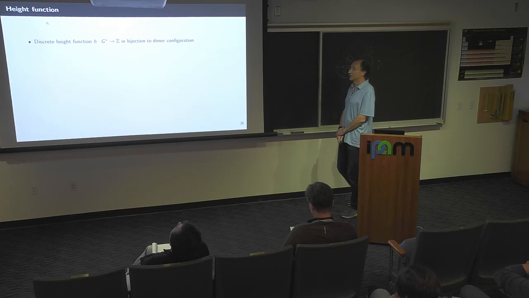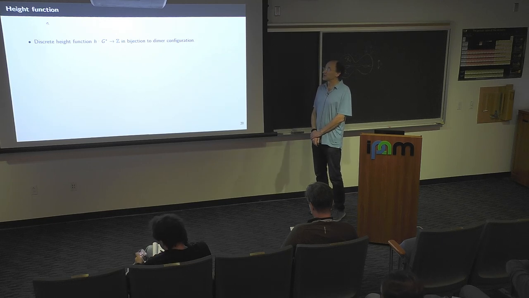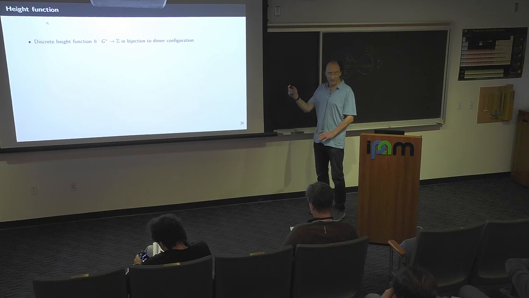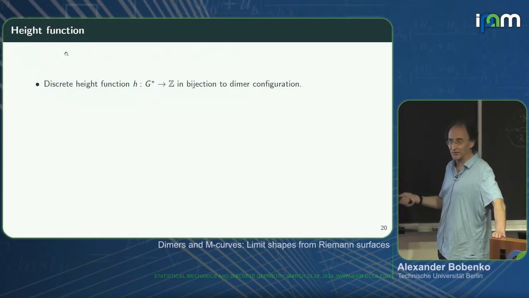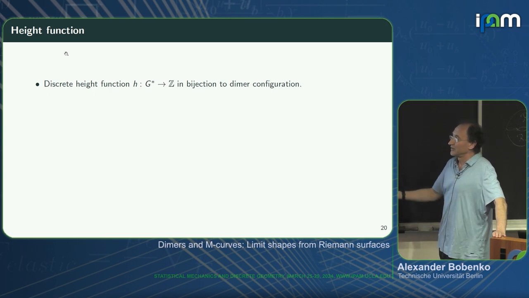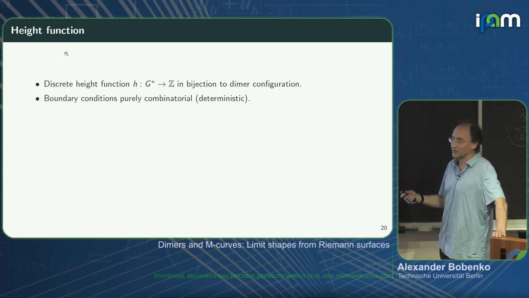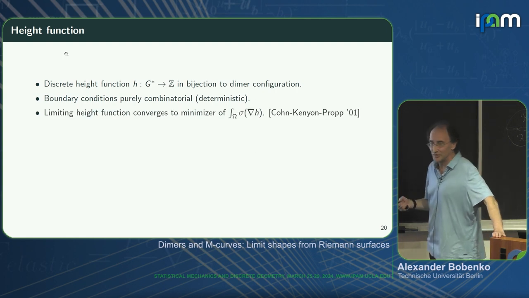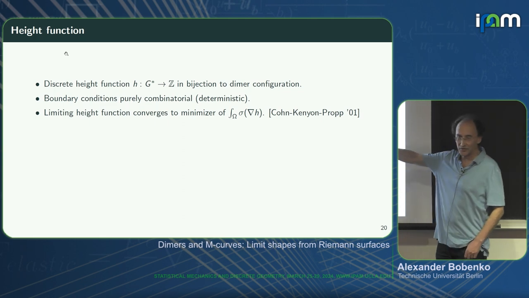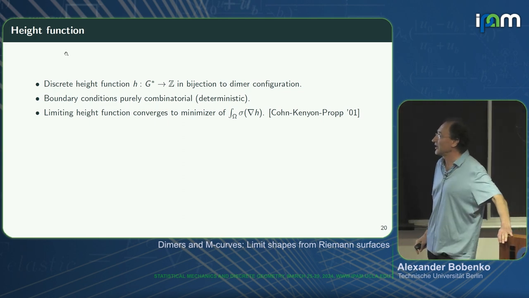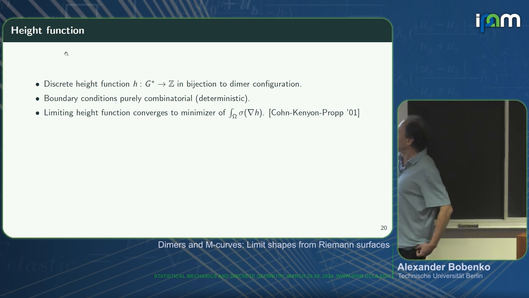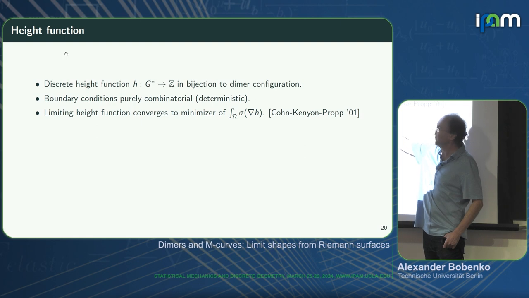And now we go in the direction of limit shapes, and limit shapes are given by the height function. This height function appeared also several times here, so I will not spend too much time on defining it. It's defined at the vertices of a dual graph, in one-to-one correspondence with a dimer configuration. Moreover, if you solve a boundary-valued problem, then the boundary conditions are purely combinatorial. An important thing is that the limiting height function, which determines this limiting shape, converges to a minimizer of this functional, the surface tension of the gradient of h.